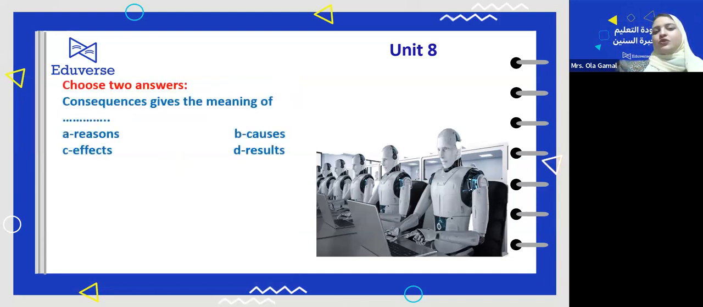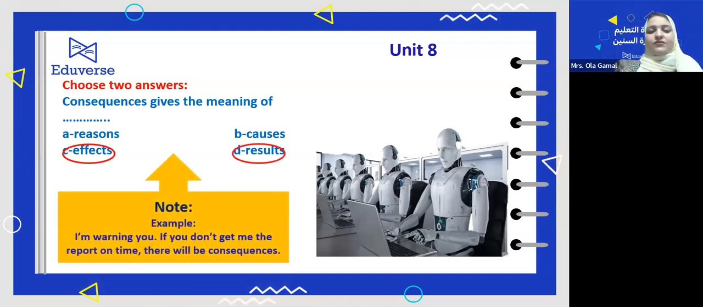Now we're going to choose two answers for this question. This one says, give the meaning of what? Write it down. Yes, excellent. Of ethics and results. Let's read this example together in the notes. I'm warning you, if you don't get me the report on time, there will be consequences. It's the same meaning: there will be effects, there will be results.